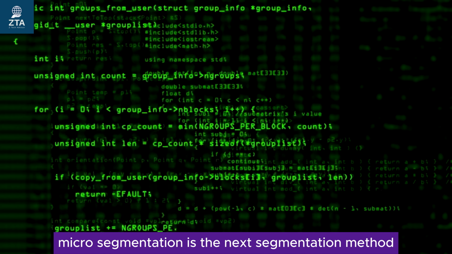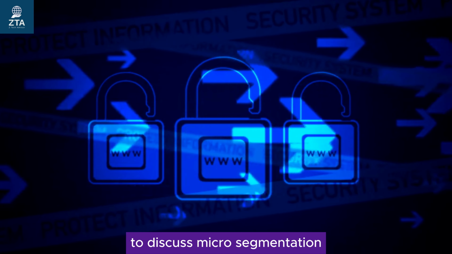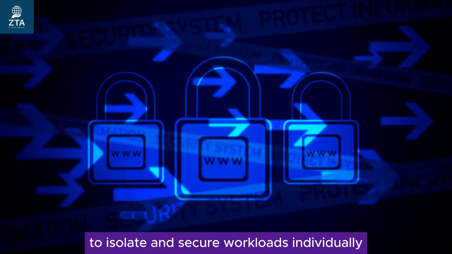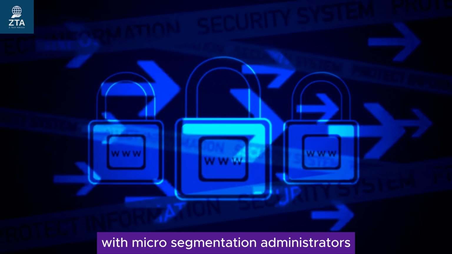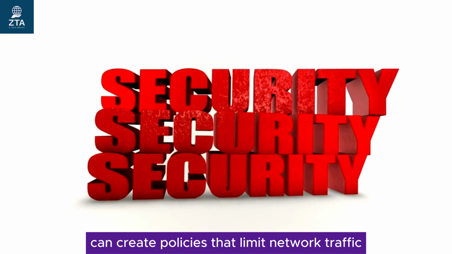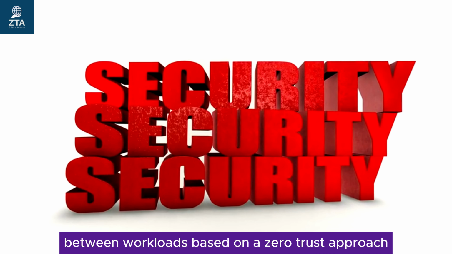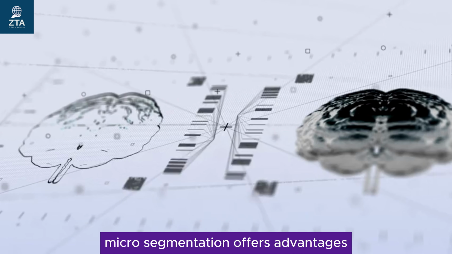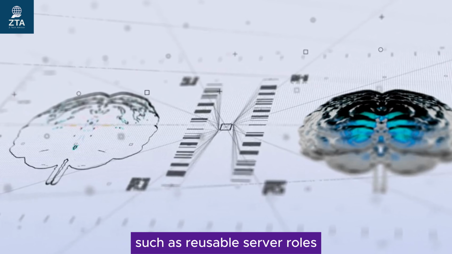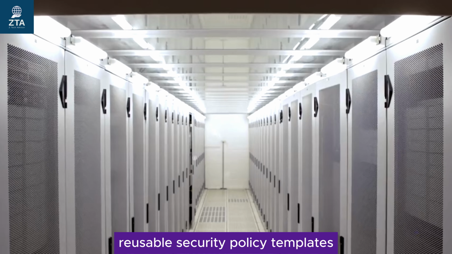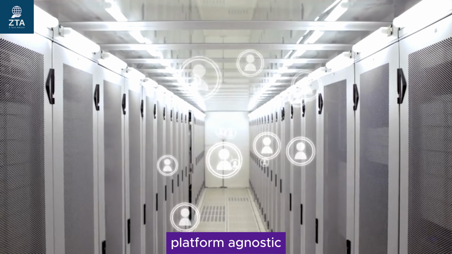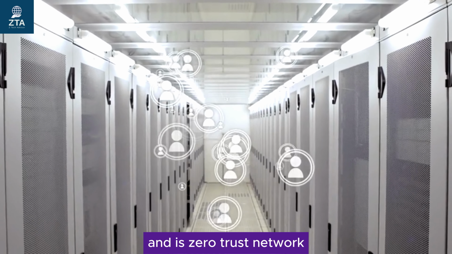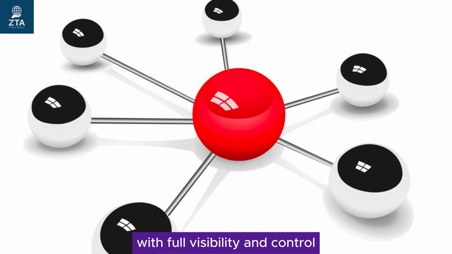Microsegmentation is the next segmentation method to discuss. Microsegmentation creates zones in data centers and cloud environments to isolate and secure workloads individually. With microsegmentation, administrators can create policies that limit network traffic between workloads based on a zero-trust approach. Microsegmentation offers advantages such as reusable server roles, environment and application tags, reusable security policy templates, platform-agnostic separation, automatic audit trails for every action, and a zero-trust network with full visibility and control.